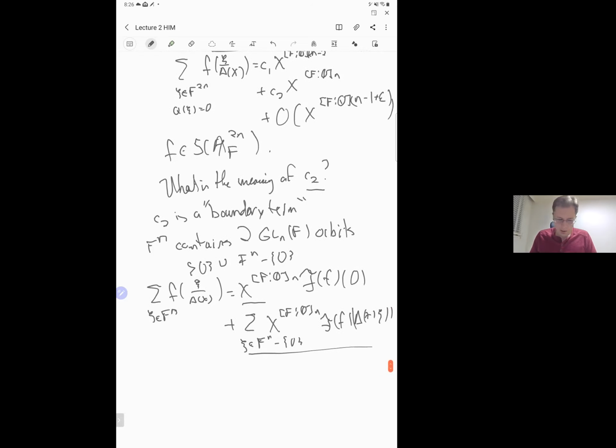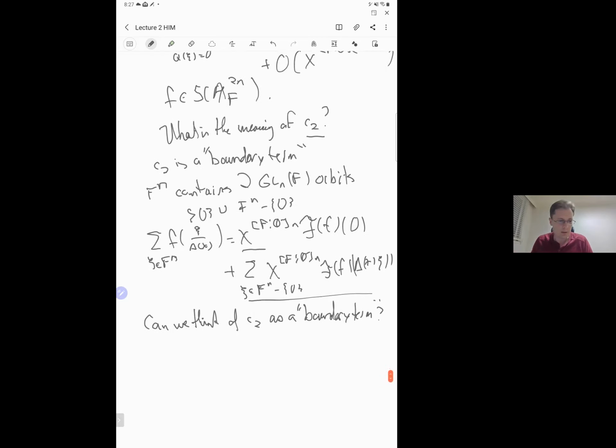And so the question I'd like to ask is, can we think of C2 as a boundary term? I don't know the answer explicitly, but I think it's fairly clear that you can make this precise. But when I say this, I mean, well, boundary term in what? We have to have some geometric structure to even get started asking these questions. So let's talk about the geometric structure that's present here.